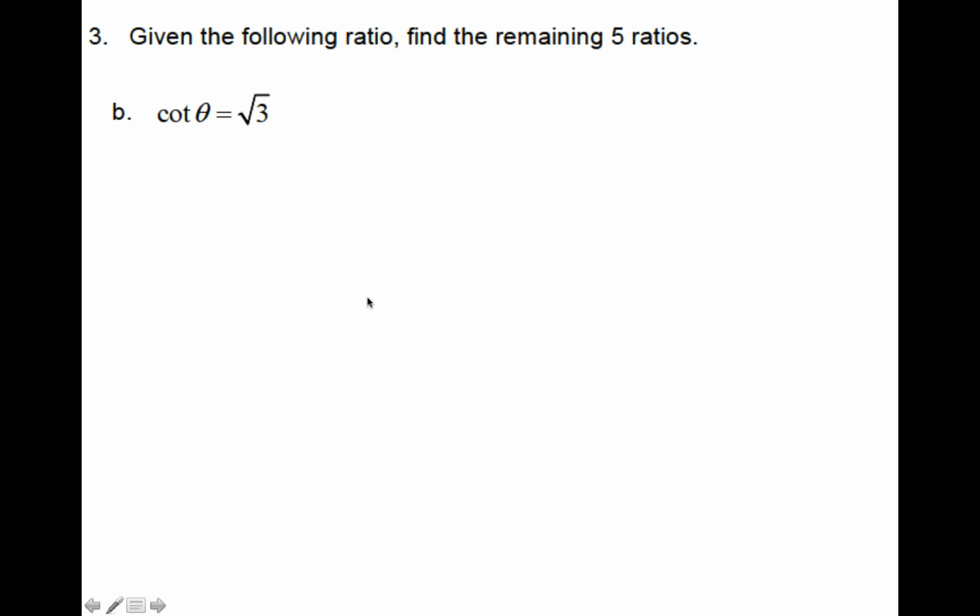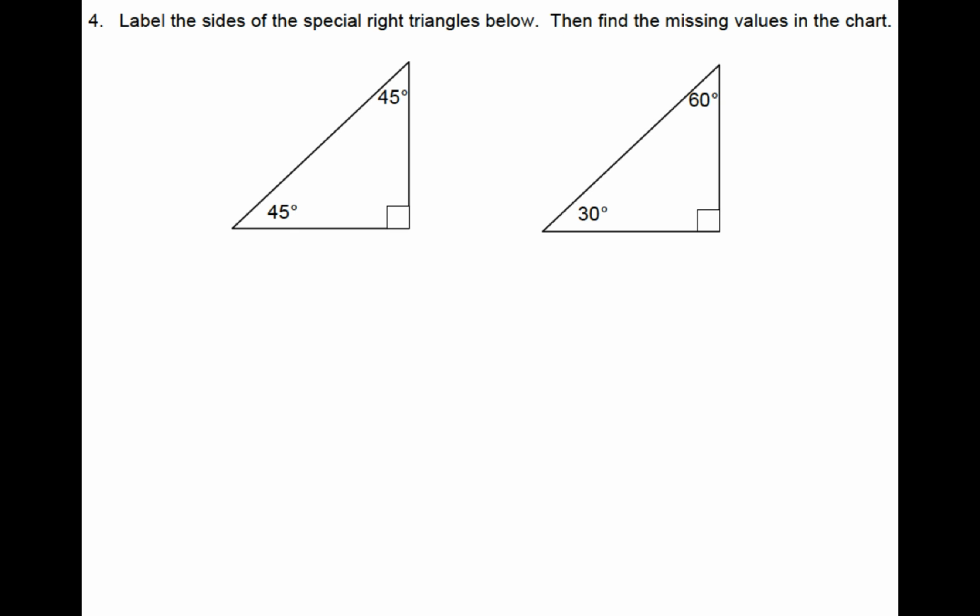Go ahead and try B. Keep in mind this is the square root of 3 over 1, so be careful of that. I'm going to skip all of number 4. So go ahead and finish all the try me problems if you haven't already, and then ask the substitute for your homework.